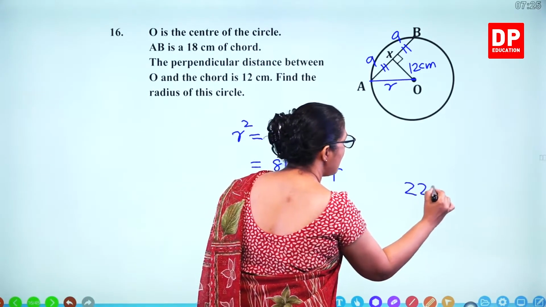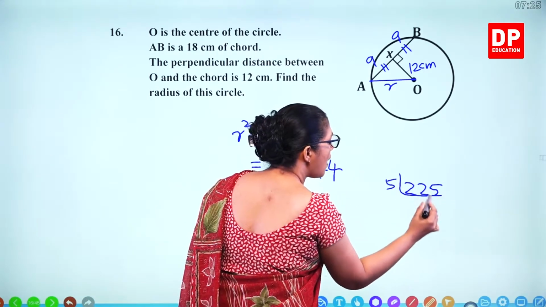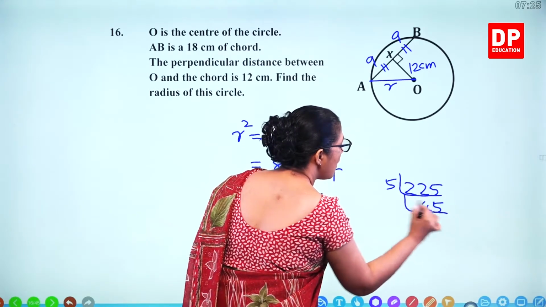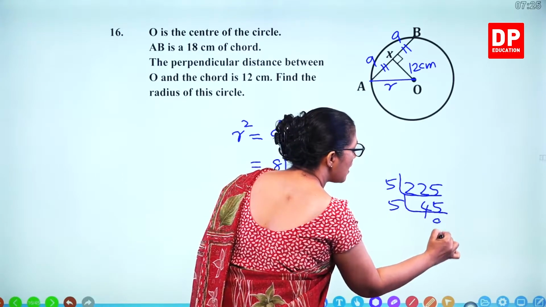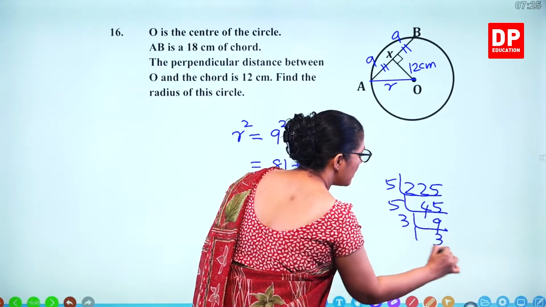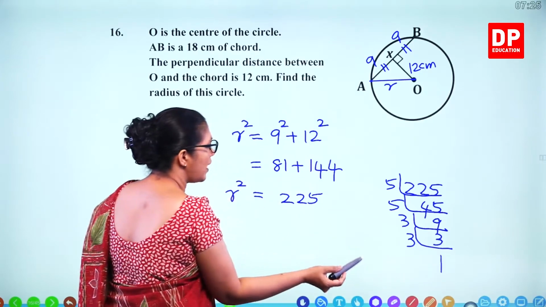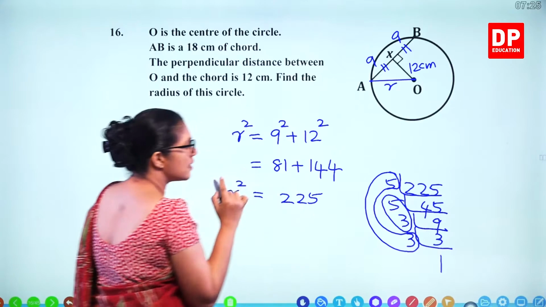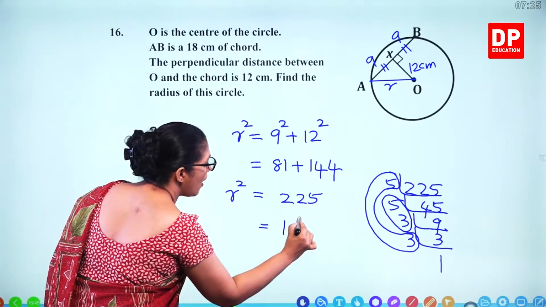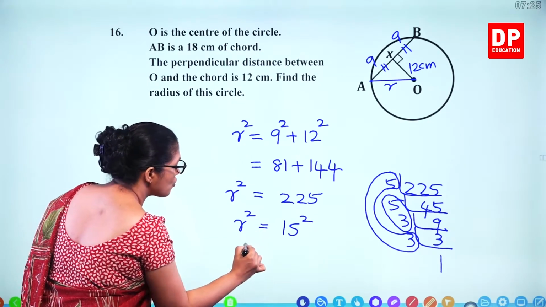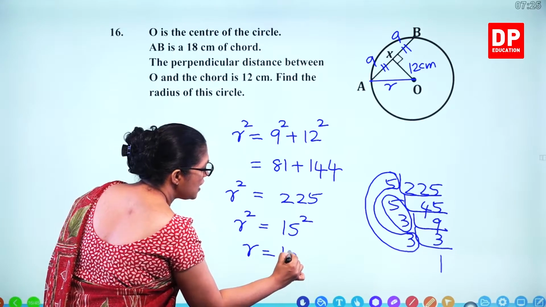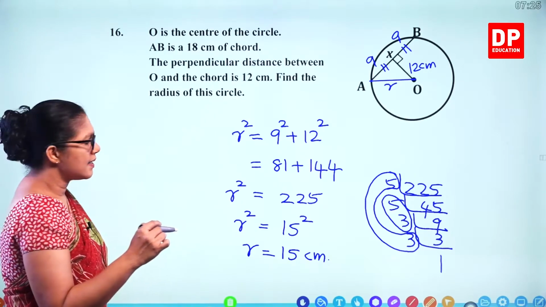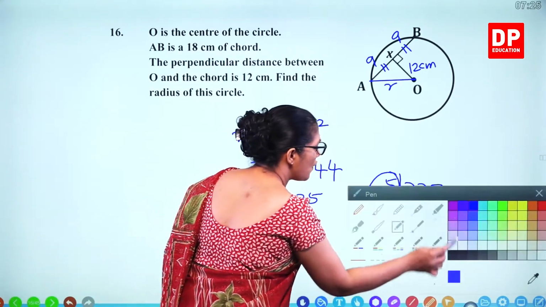If you can't figure out that, you can divide by 5 and divide by 5. You get 9, divide by 3, divide by 3. So here you get 15 times 15. 15 squared is equal to r squared. So what is r? 15 centimeters is the radius of the circle. So you get 2 marks for that.